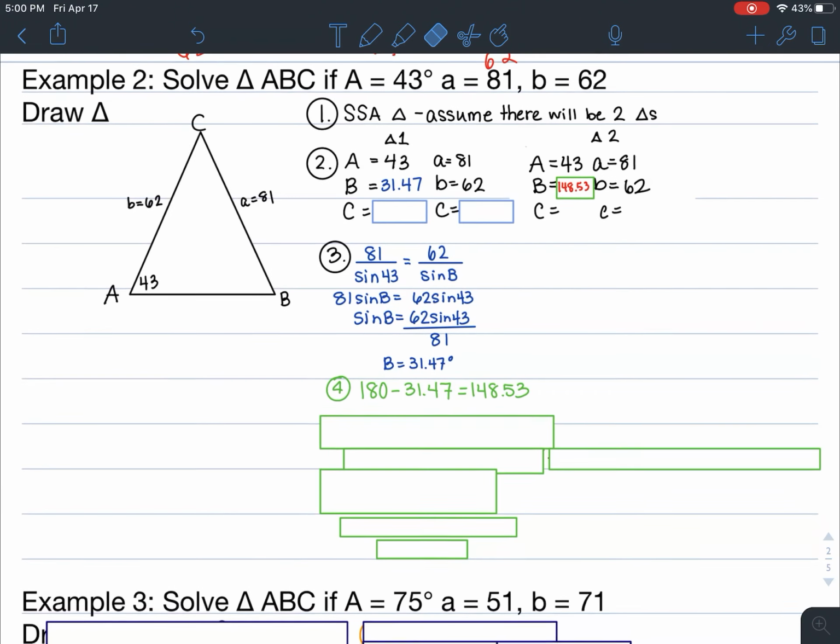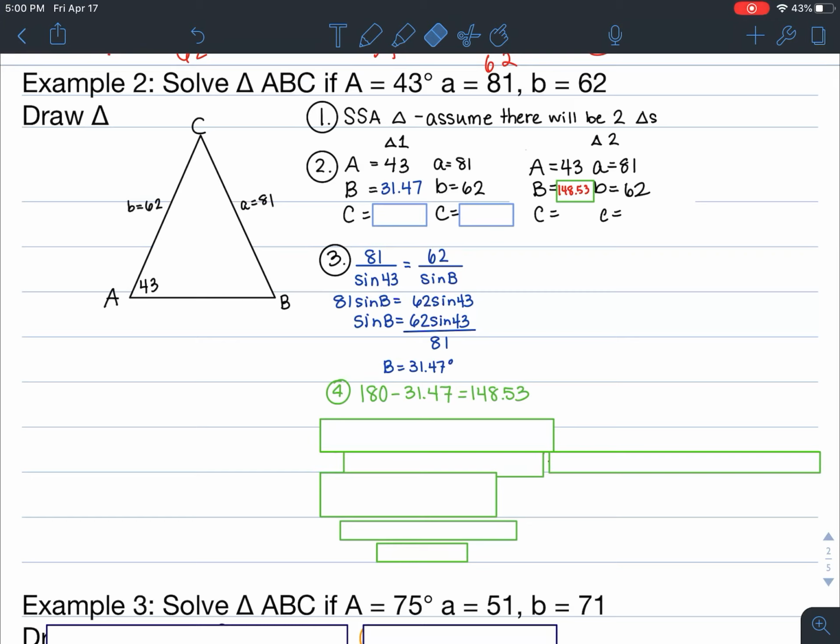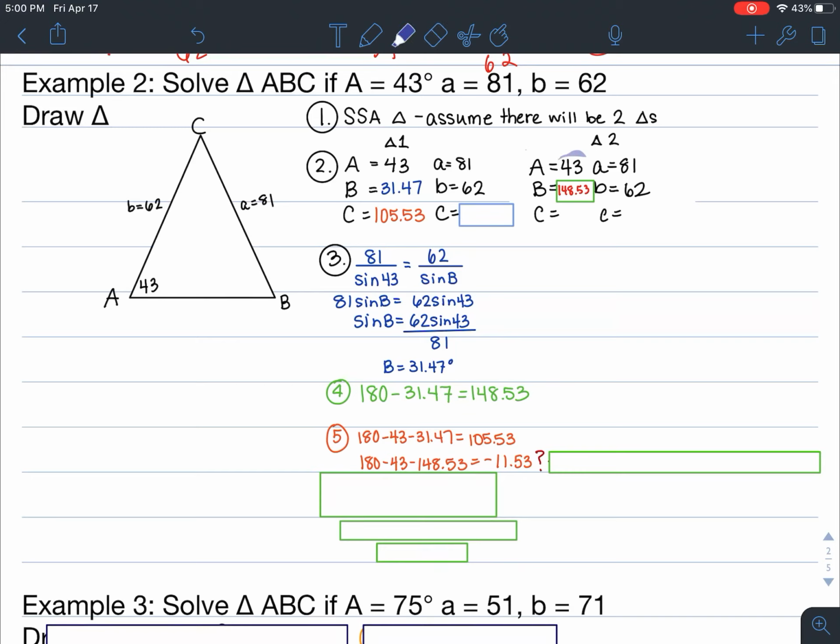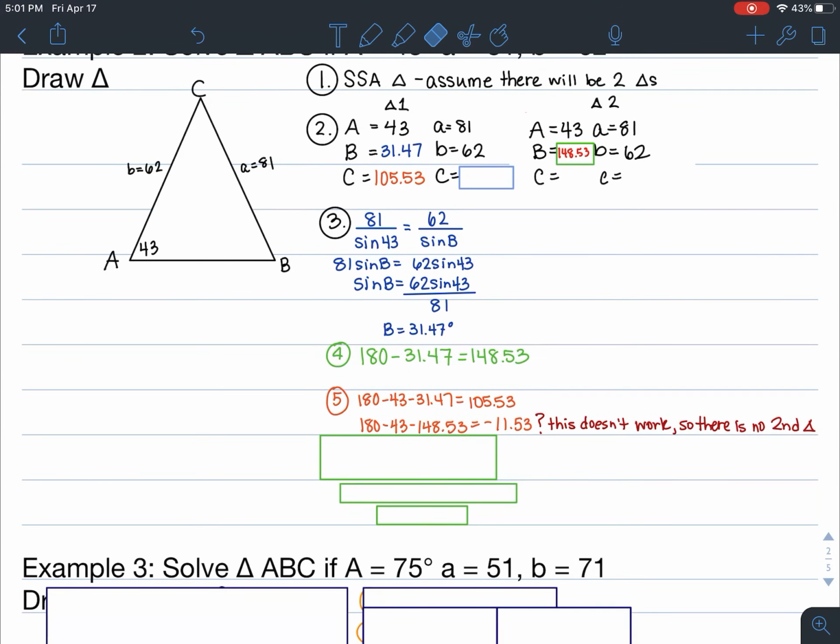Okay. So now, next, we're going to get the angles C for each triangle. For triangle 1, that will be 180 minus 43 minus 31.47, and that will give us 105.53. So what happens when we do it for the second triangle? Well, I'm going to have 180 minus 43, right? And then subtract the 148.53, but I get negative 11.53.